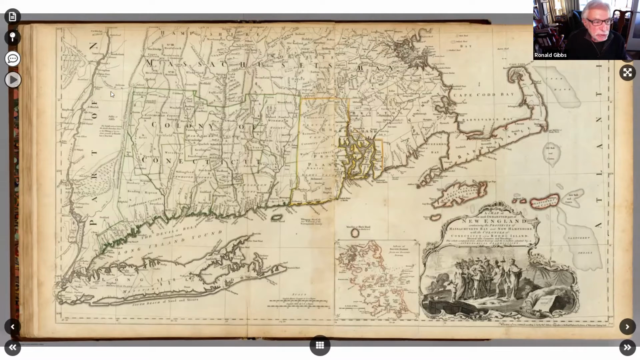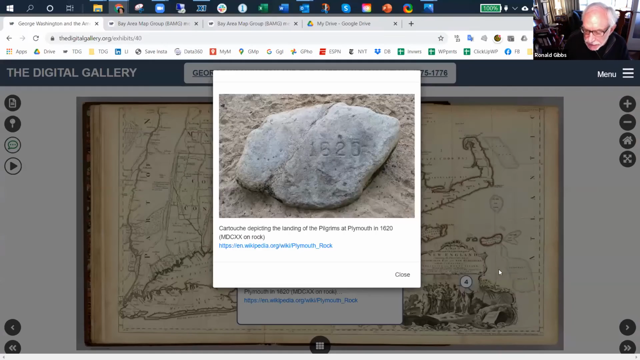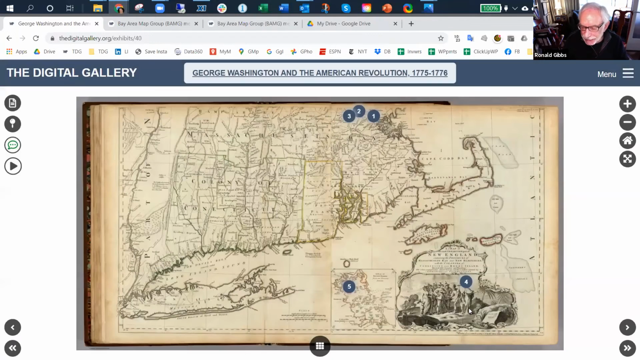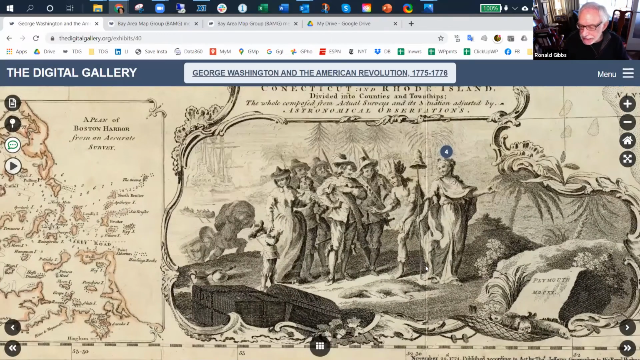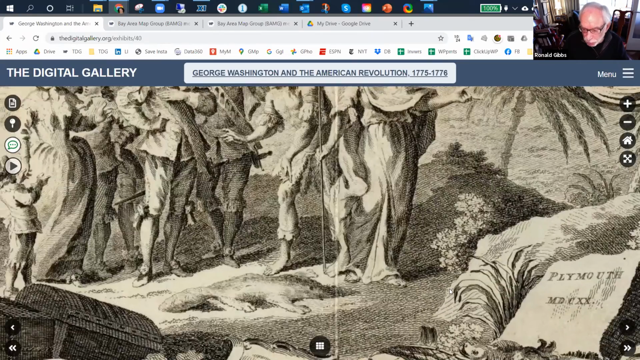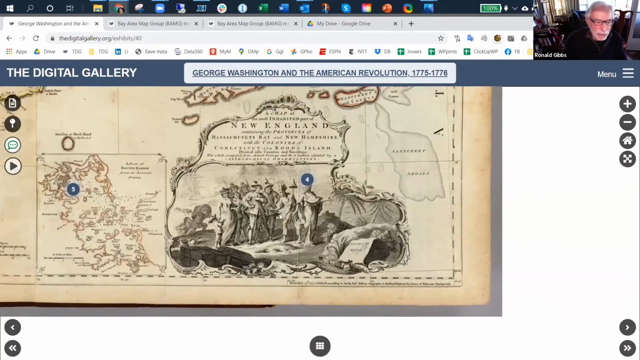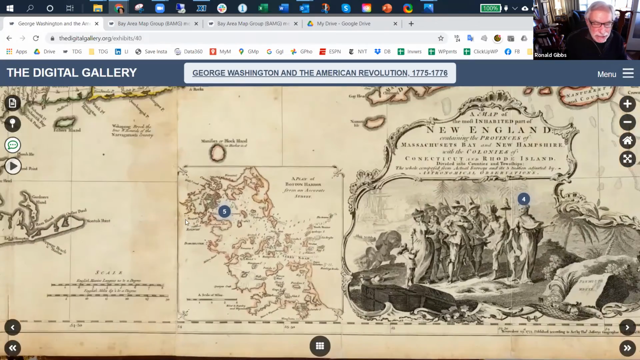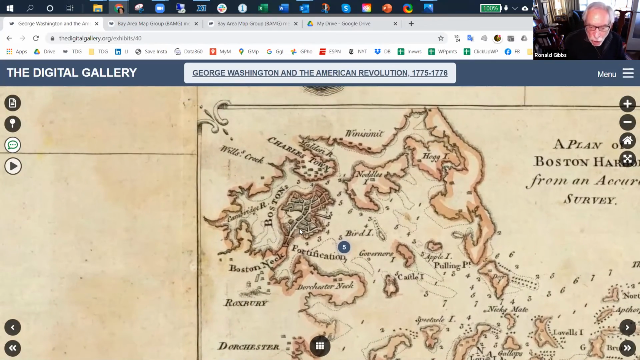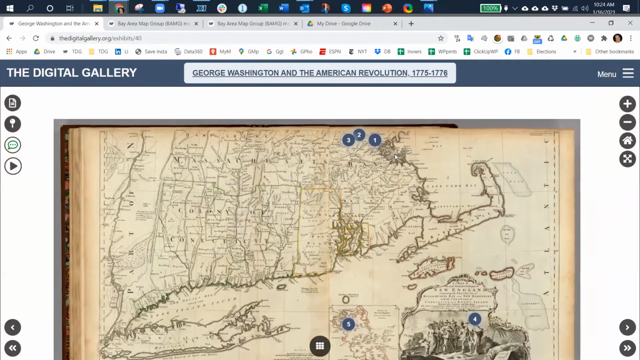And Tom, if you can turn on the dots, please, and we'll go to dot number 4. What I want to point out here is this wonderful cartouche showing the pilgrims and the rock showing 1620, of course, in Roman numerals. And then adjacent to that, at dot number 5, there is a detailed inset of Boston Harbor. But what I want to bring your attention to are the three dots at the top of the map.